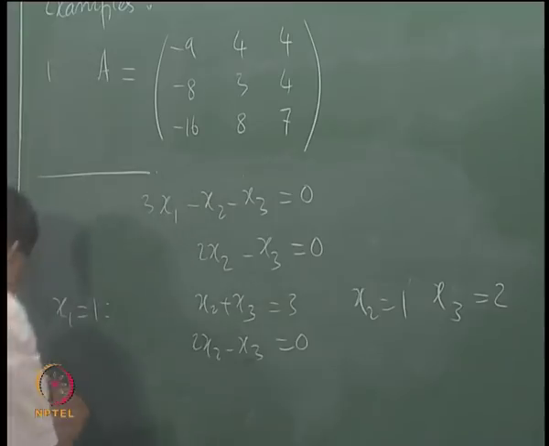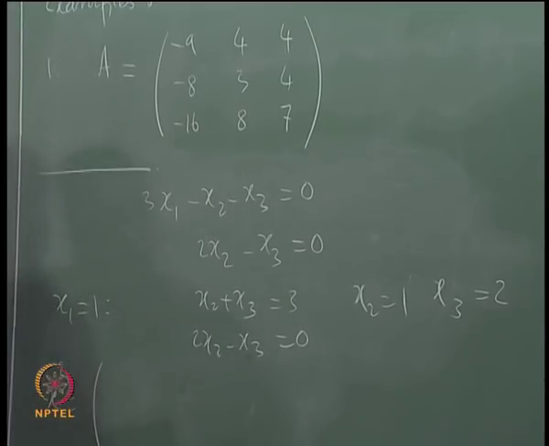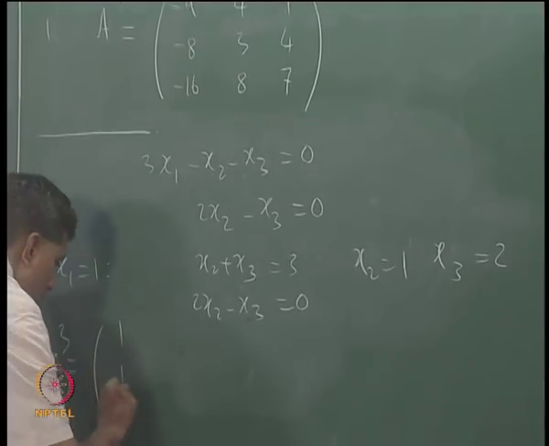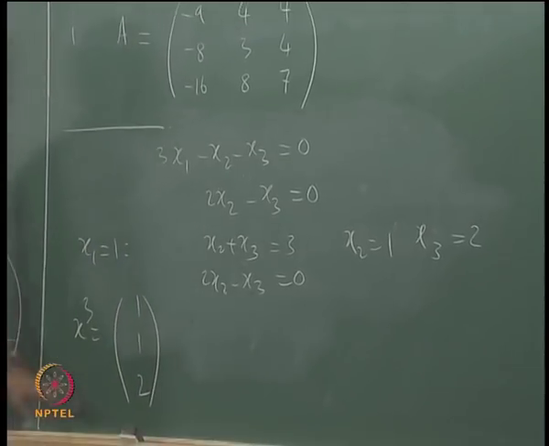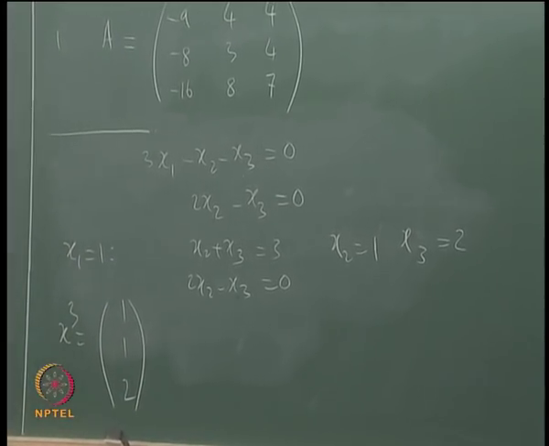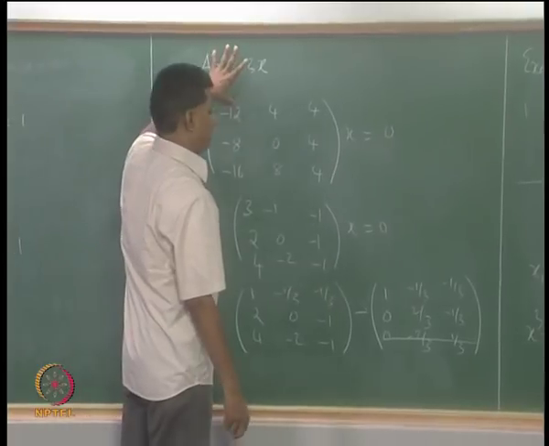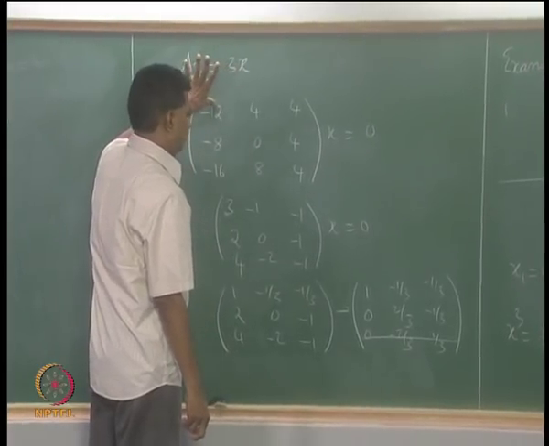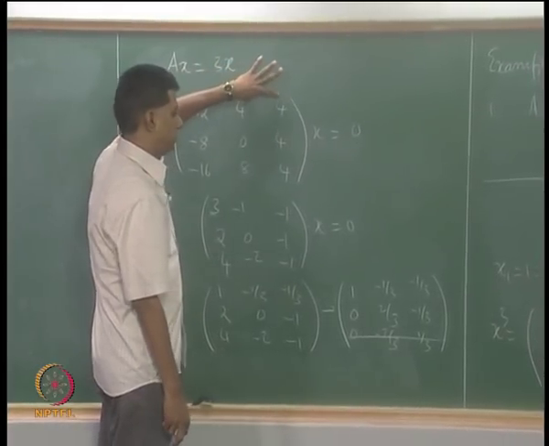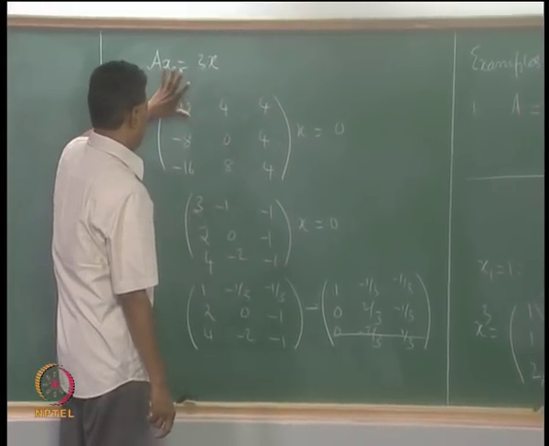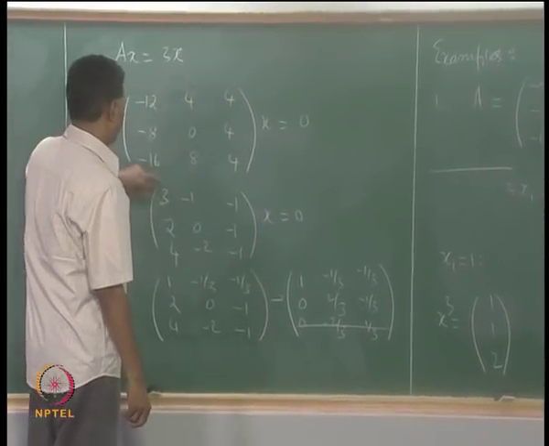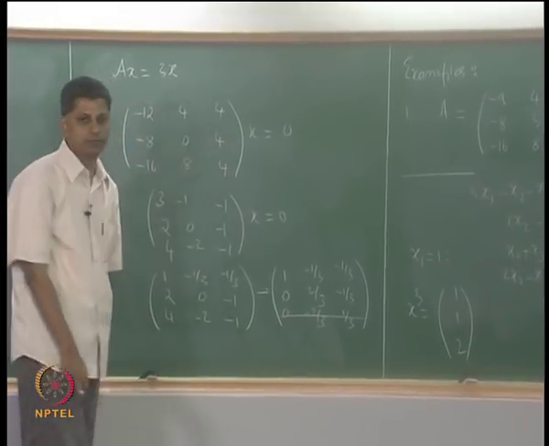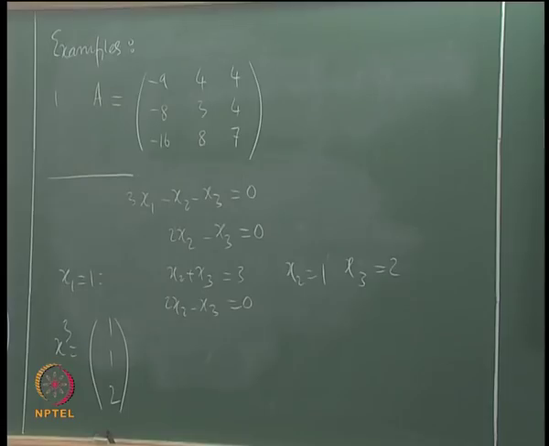I will call this a third vector x3: first coordinate is 1, second coordinate is 1, third coordinate is 2. So please check that this is another eigenvector. 1, 1, 2, minus 12, plus 4, plus 8, 0, minus 8, plus 8, minus 16, plus 8, plus 8, okay. So this is an eigenvector for the eigenvalue 3.